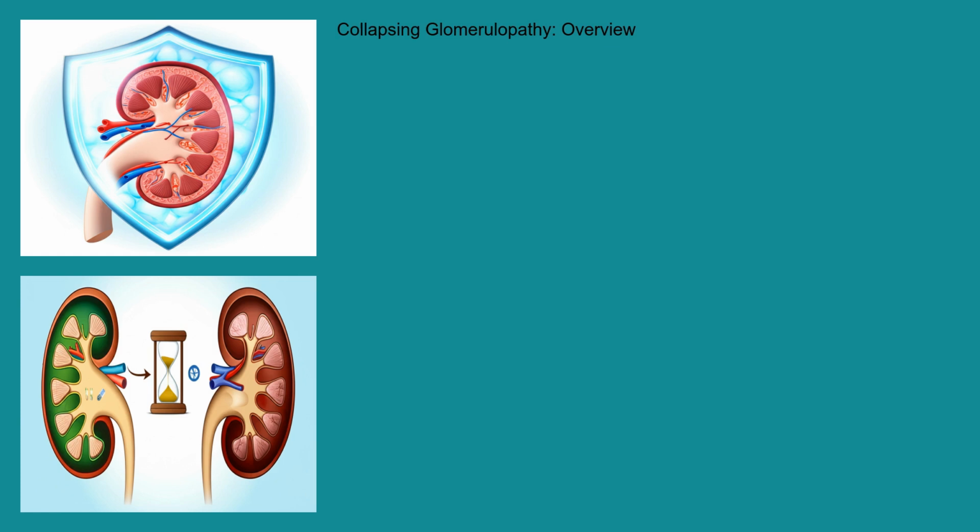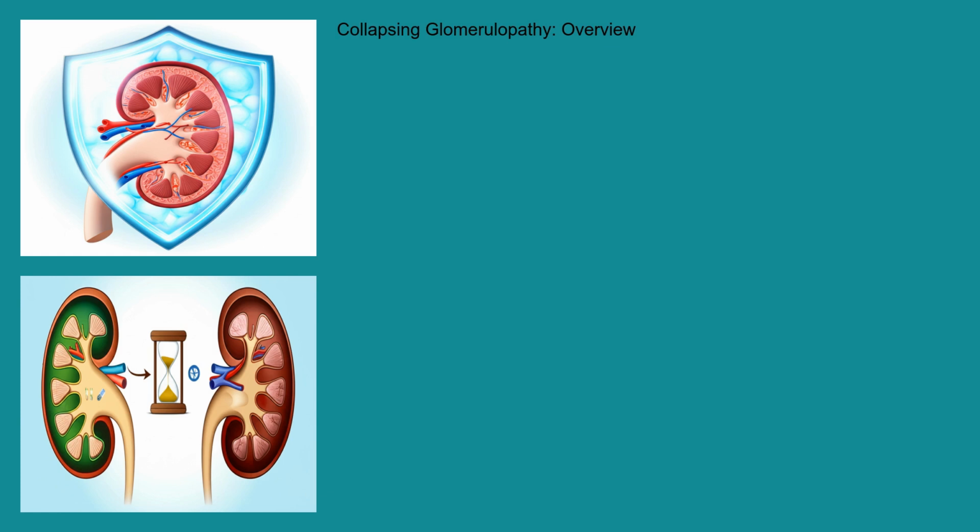The prognosis for collapsing glomerulopathy can be variable, but it's generally considered a serious condition. Without treatment, it can rapidly progress to kidney failure. Early diagnosis and prompt treatment can improve outcomes, but many patients still experience chronic kidney disease.